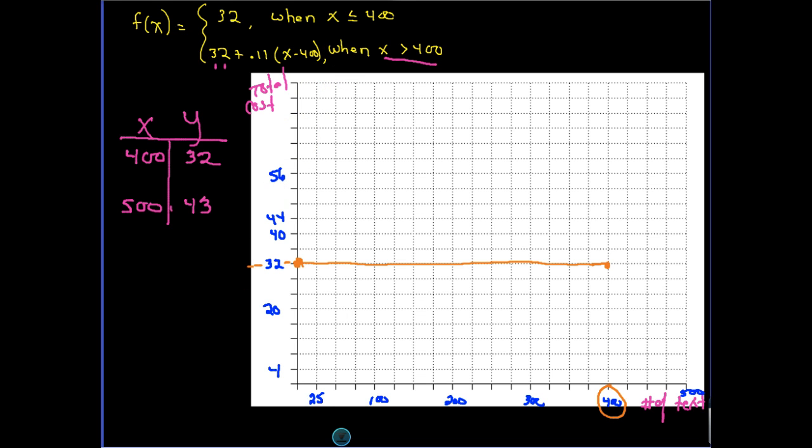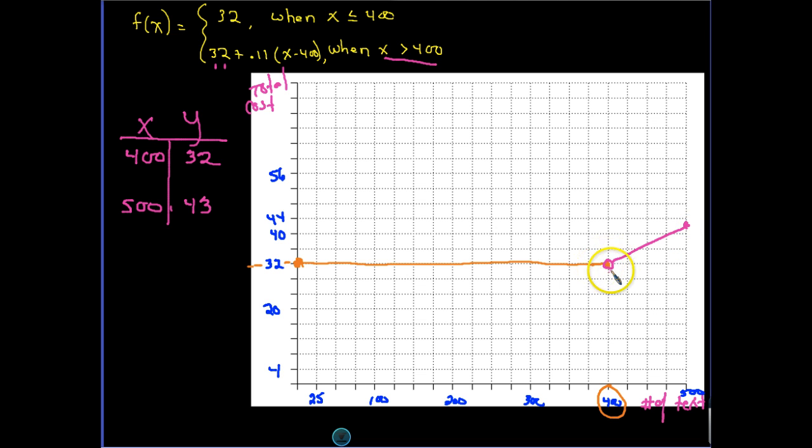This second one's going to be easy for me to graph as well because all I'm doing is graphing 2 points. I'm graphing my initial point here at 400, which is just right here. And my second point is at 500, which is here, and 43, which I put in a 40 and a 44 so we could estimate. It's about right here. And then I would just connect that line.